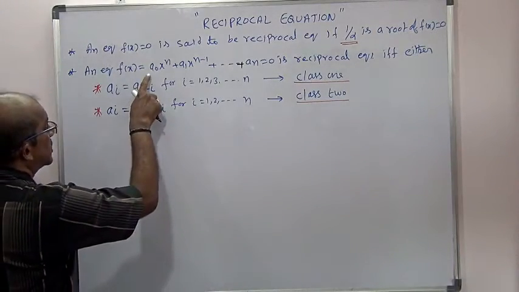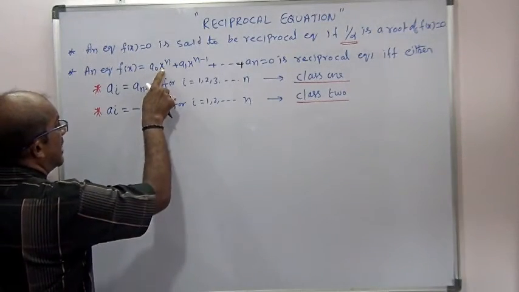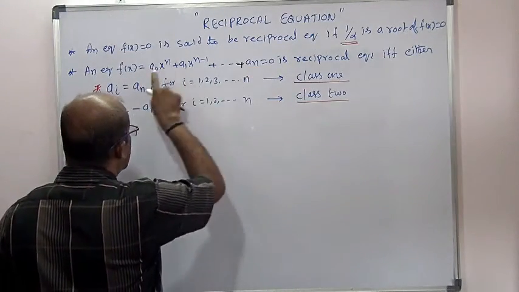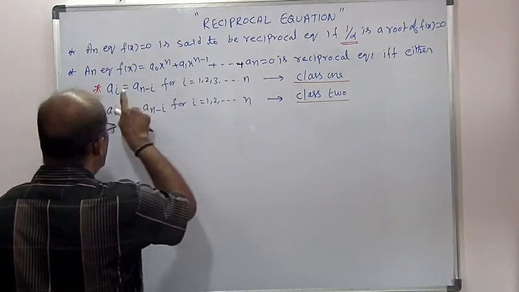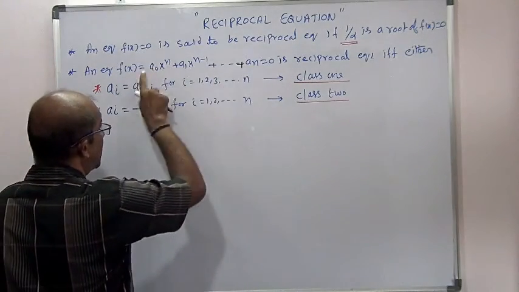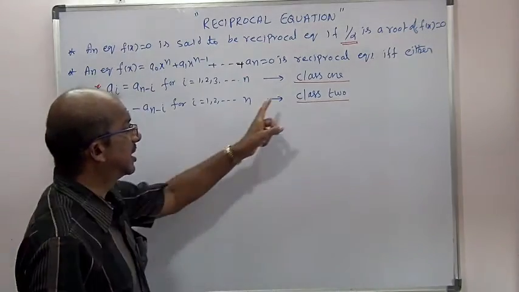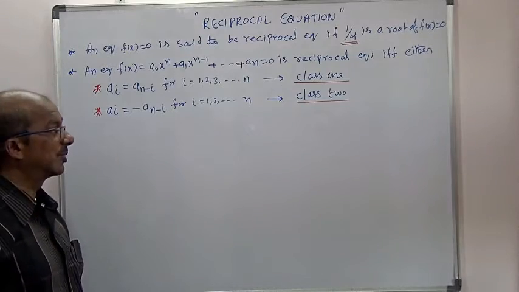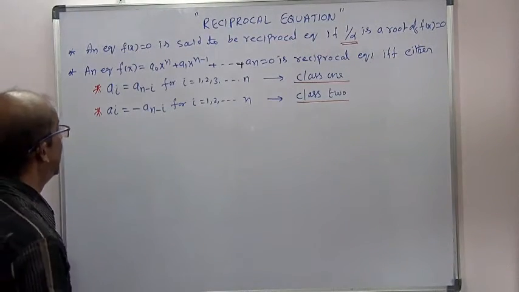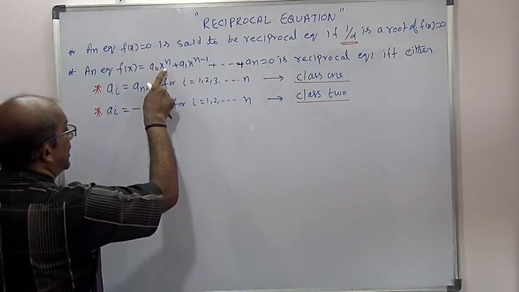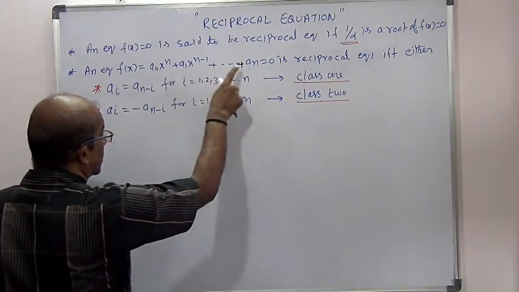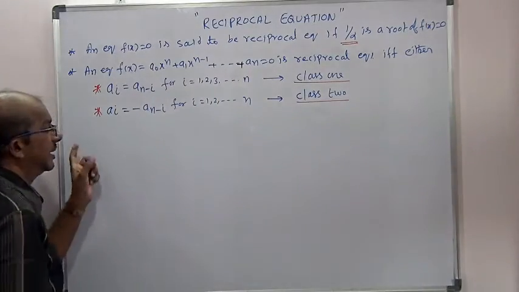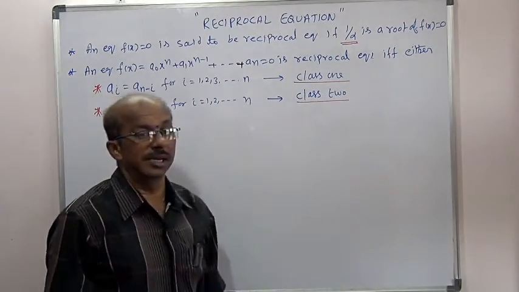That means the coefficient of x power n and the constant are in the same sign, either both positive or both negative. That is the class 1 reciprocal equation, or reciprocal equation of the first class. Next, if the nth degree coefficient and the constant are in opposite signs, that is a class 2 reciprocal equation.